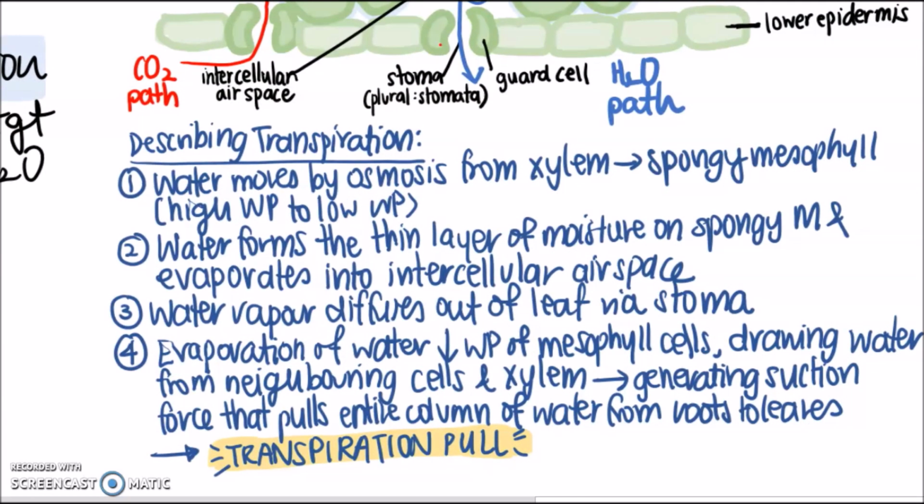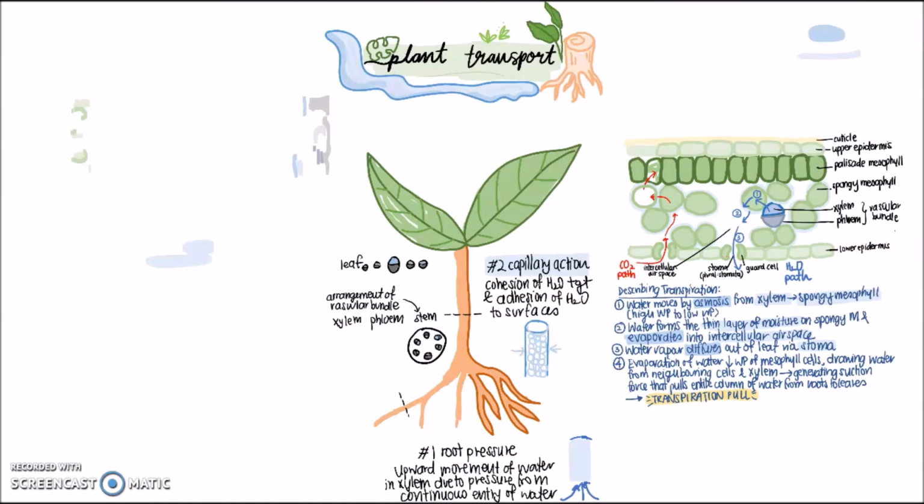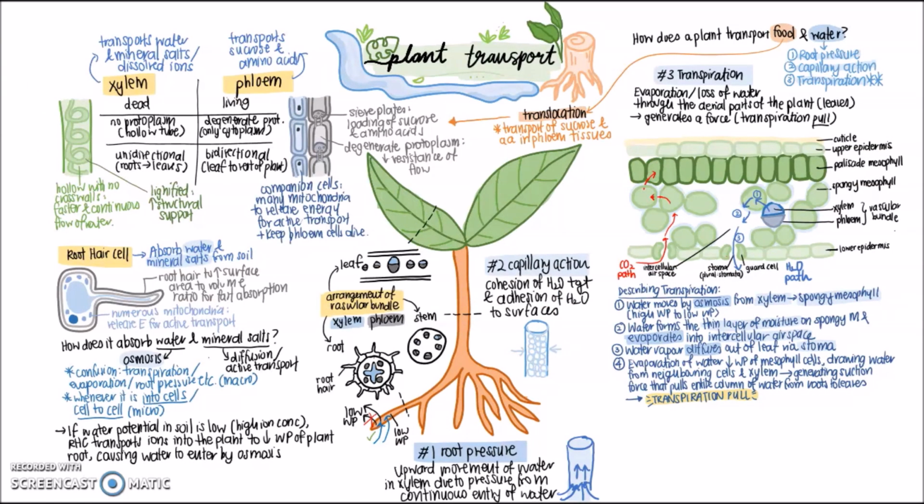Now, the important keywords to know are the three processes: osmosis, evaporation, and diffusion. Okay, and other keywords are also the parts of the plant. So the xylem, spongy mesophyll, thin film of moisture, intercellular airspace, as well as the stoma. So all these terms that I've highlighted in blue, right, they need to be in your answer. Okay, so processes and the parts of the leaf. Now, we're going to look at transpiration factors.